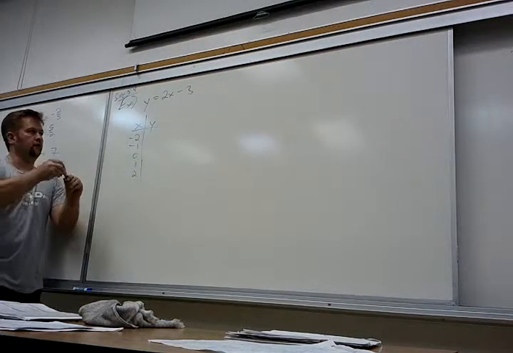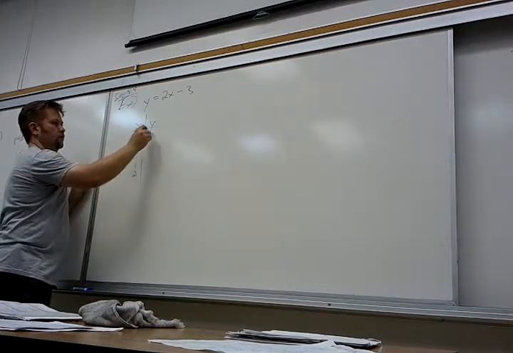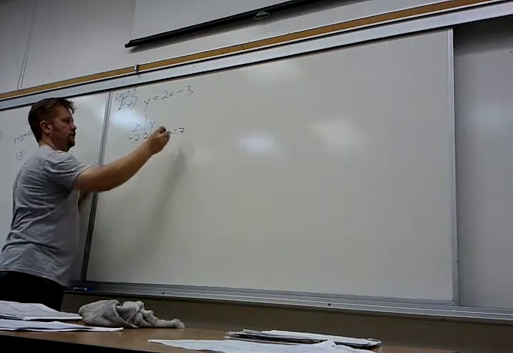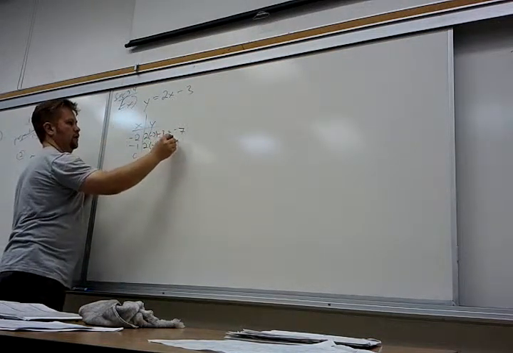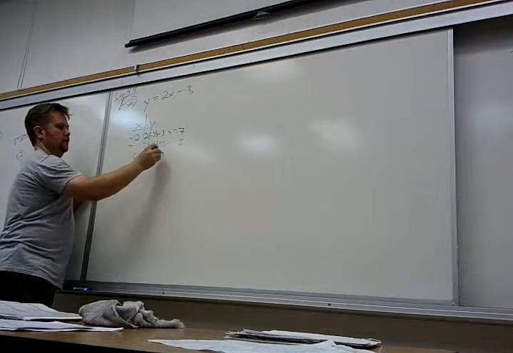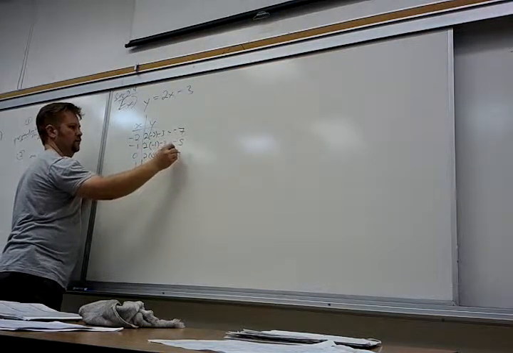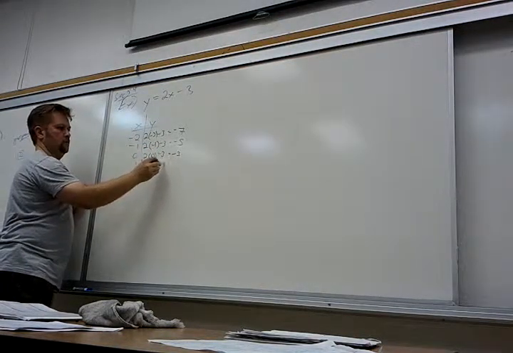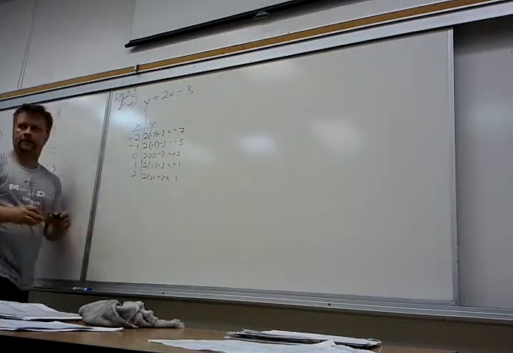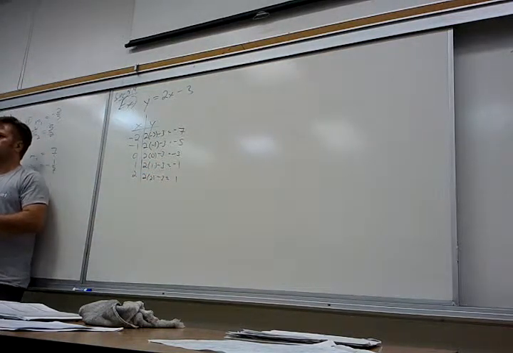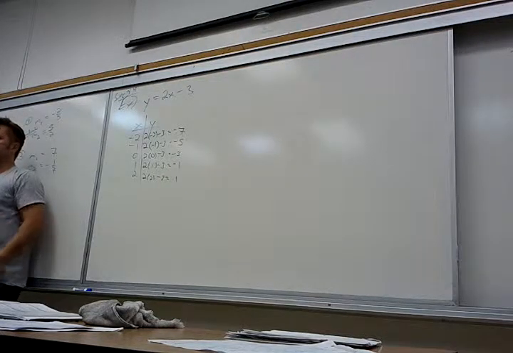So what are you guys getting here for -2? Negative, I like it. So twice -2 minus 3 is -7. Twice -1, -5. I like it. Twice 0 minus 3 is -3. Twice 1 minus 3 is -1. Twice 2 minus 3, we finally get out of the negatives. Yay. Two things I want you to notice.